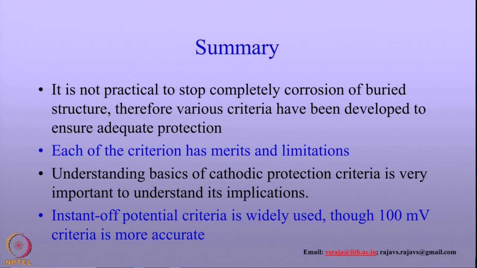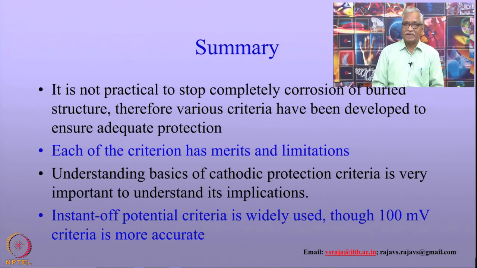To summarize what you have seen so far, we have seen from the Evans diagram that we can in principle completely stop the metal from corroding, but that is not practical. What is practical is to protect the structure so that it serves the desired life. For that, we have various types of criteria, and these criteria have some merits and demerits, as we have seen. But in order to appreciate them, you need to understand the basics of the cathodic protection criteria in each case.